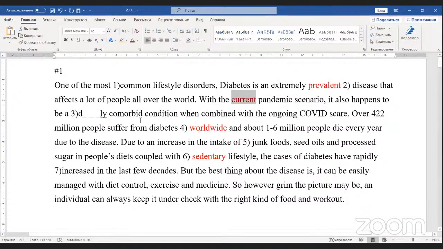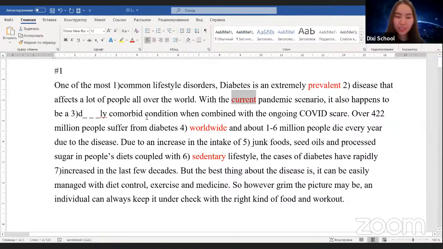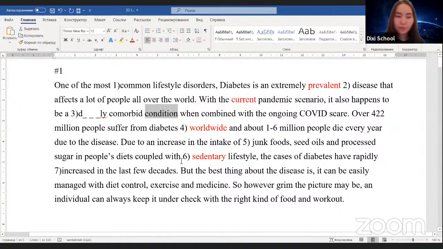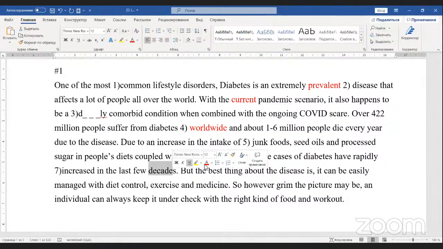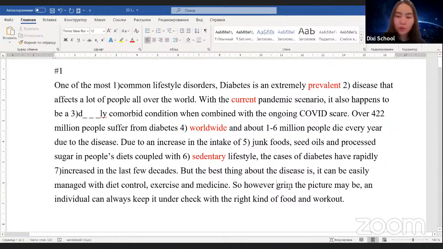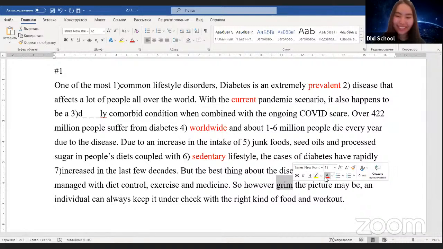Okay, condition. Do you know what is condition? Условия. Условия, excellent. What else? Sedentary, I've already highlighted. Do you all know what is decade? Yes. Десятилетие, yes. Grim, do you all know? It's not grim, yeah. It's actually gloomy. Okay.